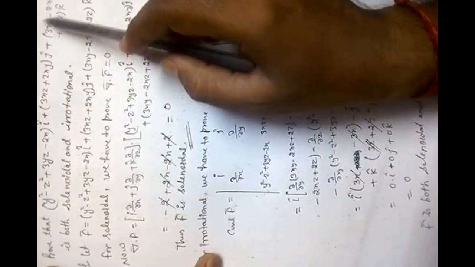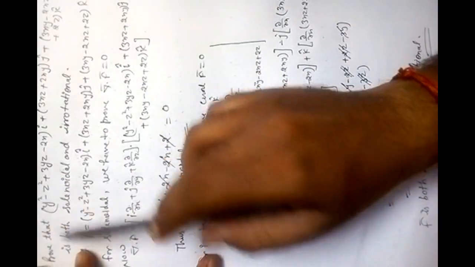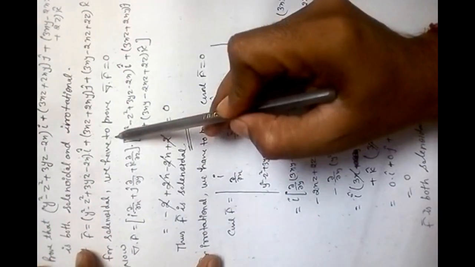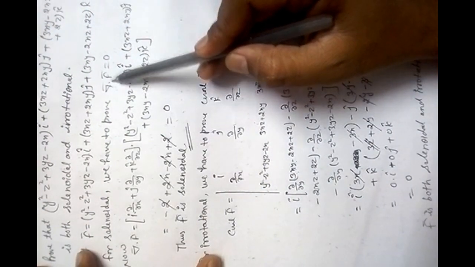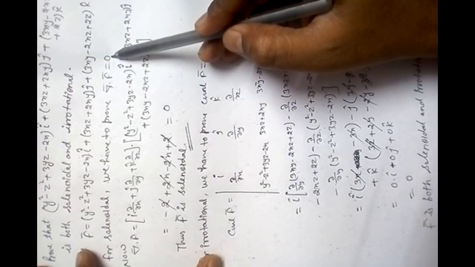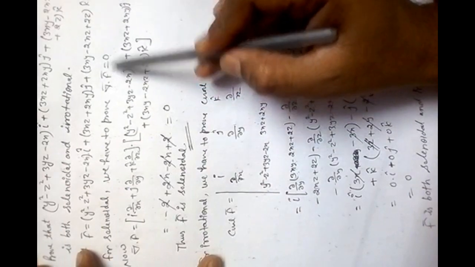Okay, now repeat the question again, prove that this vector is both solenoidal and irrotational. Here note down the vectors, this one. For solenoidal vector, we know that the formula of del dot f is equal to 0. Now we have to prove del dot f is equal to 0.